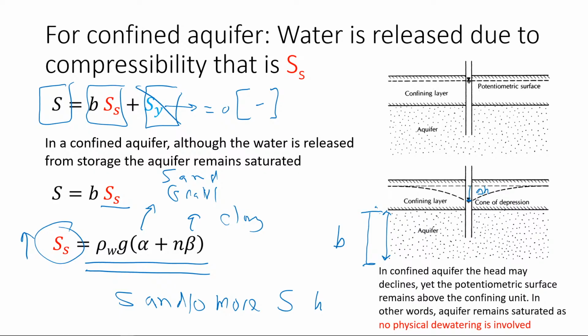So in a confined aquifer, no physical dewatering is involved. The head may decline, but the potentiometric surface remains above the confining unit. You see here your potentiometric surface will remain above the confining unit. In other words, the aquifer remains saturated, so no physical dewatering is involved. That's the most important thing you need to understand here.